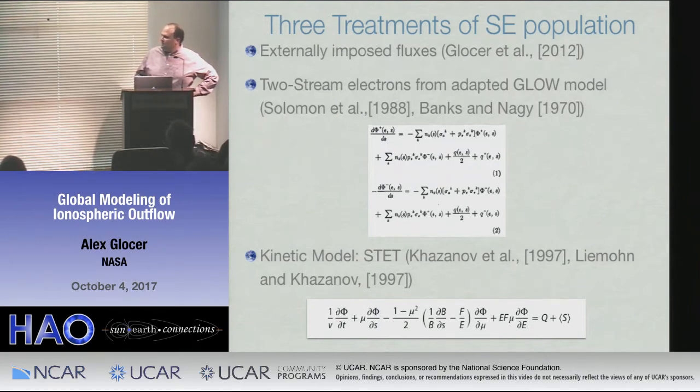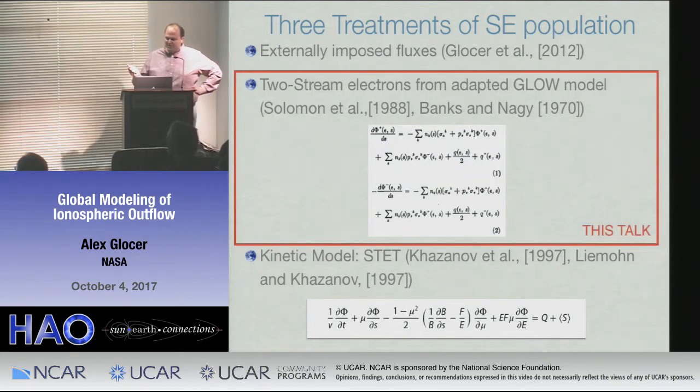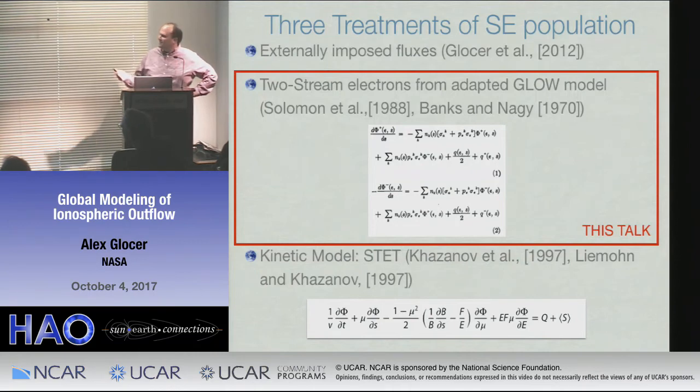In this case, I'm using the STEP model from George Khazanov and Mike Liemohn. And I just published, a few months ago, it came out in JGR, the coupling of this model with PWOM. But in this talk, I want to actually use the second one, because while the fully kinetic solution is undoubtedly correct and is really fantastic code, it's very computationally expensive, and I want to be able to do this problem quickly. In my view, the two-stream approach is the ideal blend between including the right physics and running fast enough to get something done. And so that's the approach I'm going to use in this presentation.